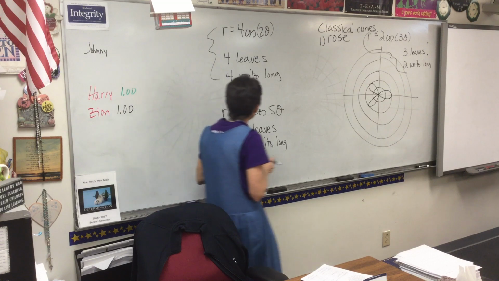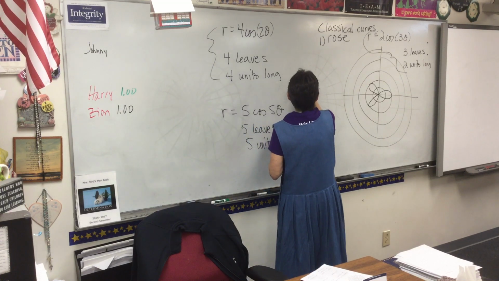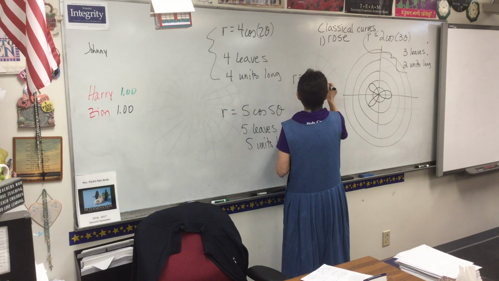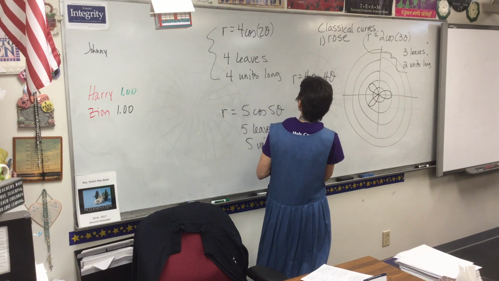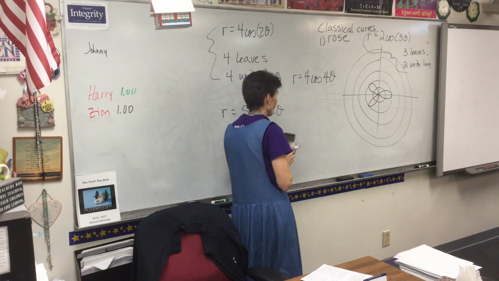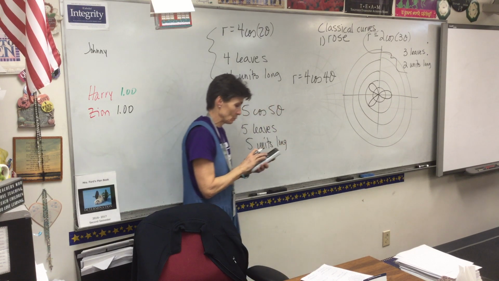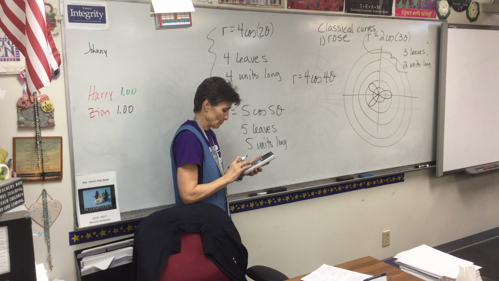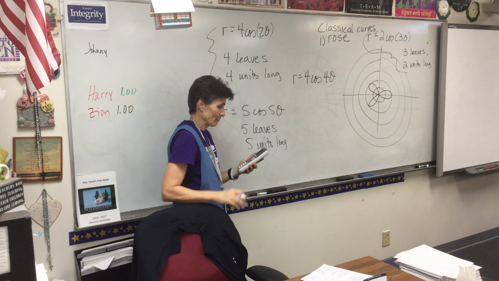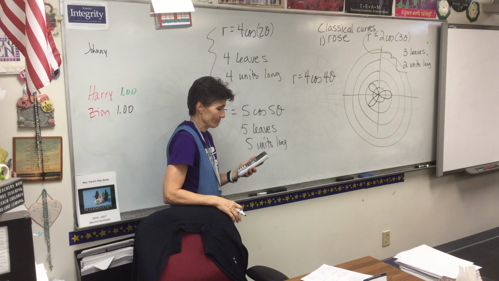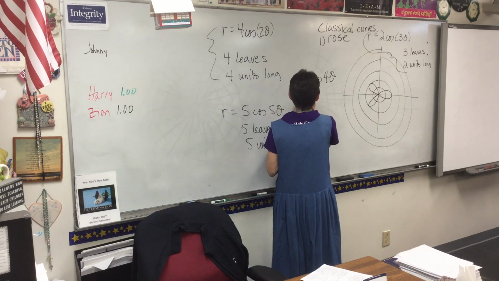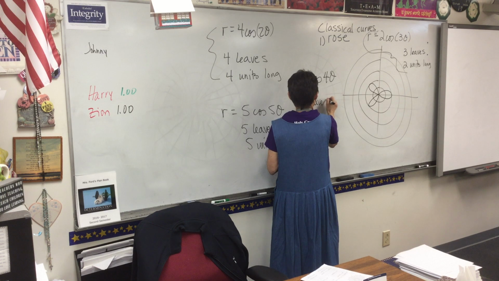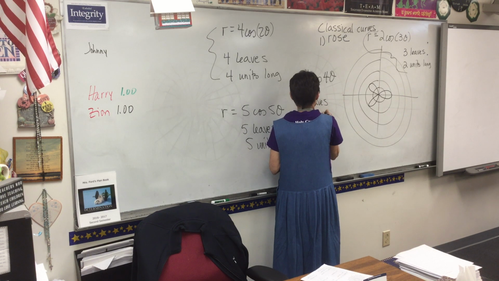Let's do one more. Let's do 4 cosine 4 theta. We haven't done that yet, right? Nope. Okay, so 4 cosine 4 theta. How many leaves? 8 leaves. And they're 4 units long?